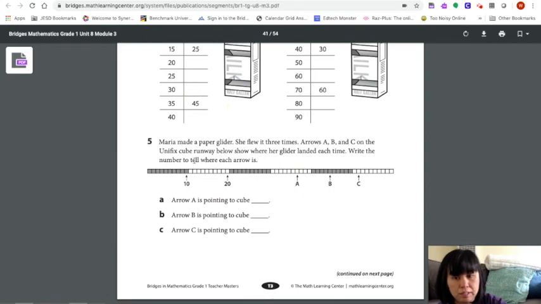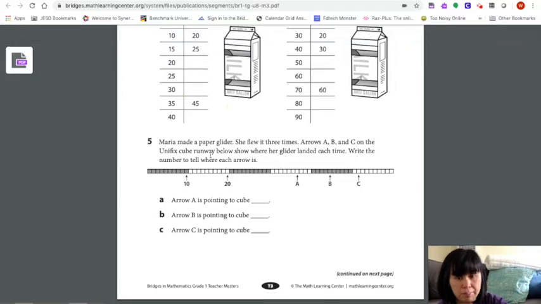Number 5 says, Maria made a paper glider. She flew it 3 times. Arrows A, B, and C on the Unifix cube runway below show where her glider landed each time. Write the number to show where each arrow is. So you're going to look at this Unifix cube runway, and that's going to help you answer these 3 questions here. So A says, arrow A is pointing to cube. So whatever cube number do you think that might be?